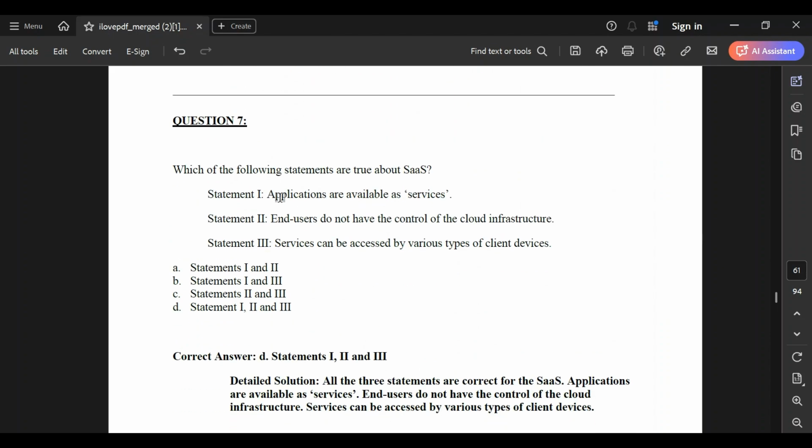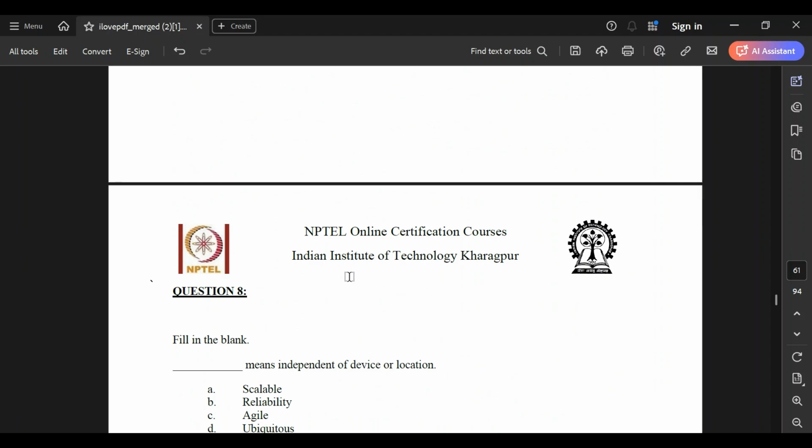So I was just saying, in the previous video, if you have seen, that when a statement is given, most probably they give all the statements as true, and they can ask the same statement as a single question also. So you should have a look at it. Applications are available as services too, and users do not have control on the cloud infrastructure. This is true. Services can be accessed by various types of client devices. So all the statements are true.